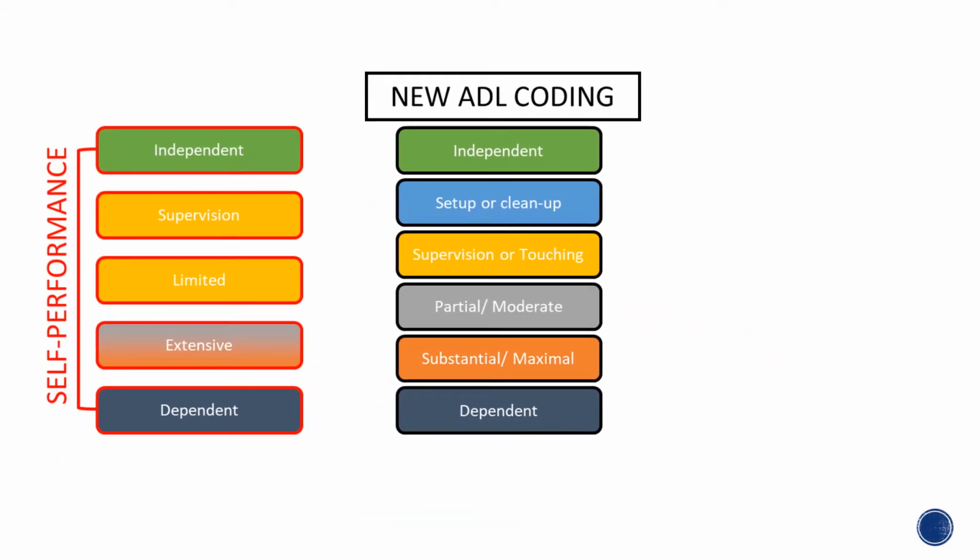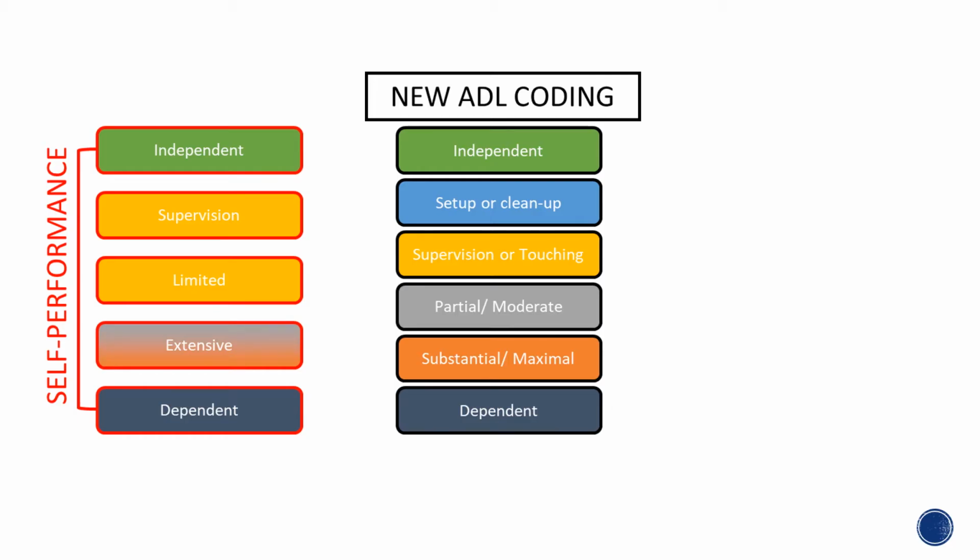You may be wondering, how is this new 6-point functional ability scale different from the old way we used to document? Well, the new scale takes some of the categories from the old system and combines them together, and others, it breaks down into more specific groups. Let's take a closer look to understand how each category from the old system translates into the new one.